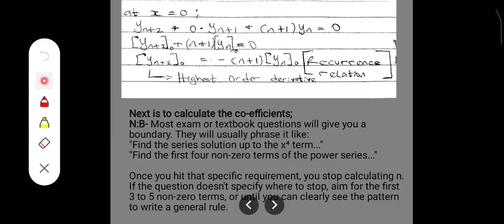Most exam or textbook questions will give you a boundary. They will usually phrase it like find the series solution up to the s raised to power 4 term, or find the first 4 non-zero terms of this power series. So once you hit that specific requirement, you stop calculating the value for n. But if the question doesn't specify where to stop, just aim for the first 3 to 5 non-zero terms, or until you can clearly see the pattern to write a general rule.